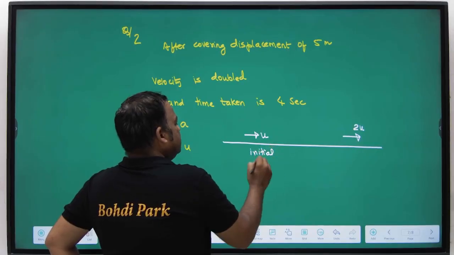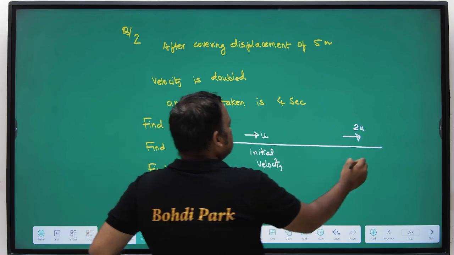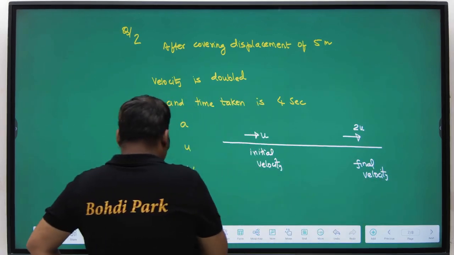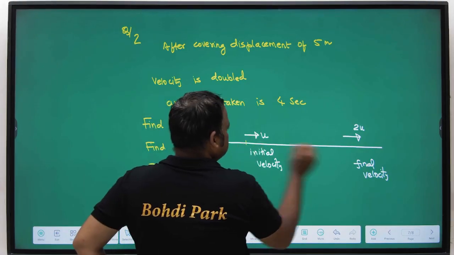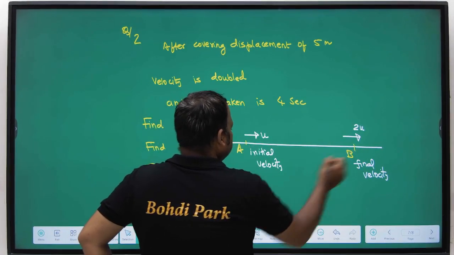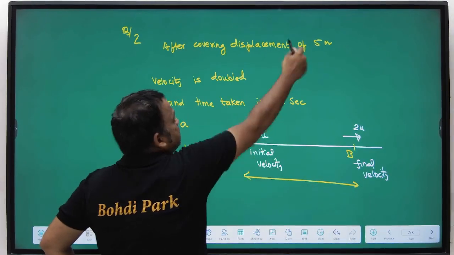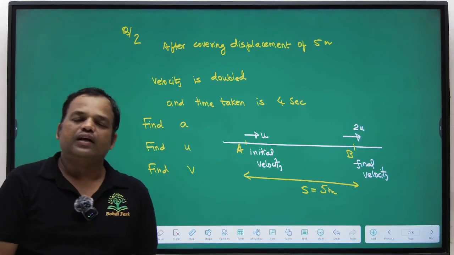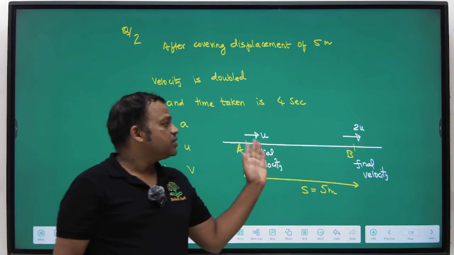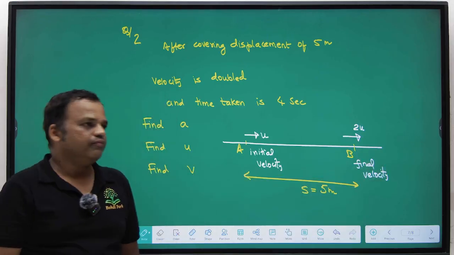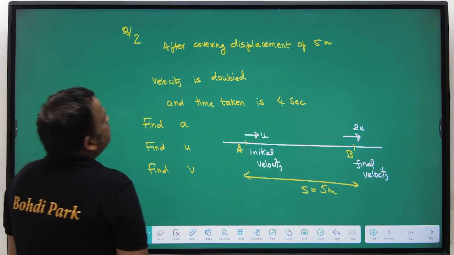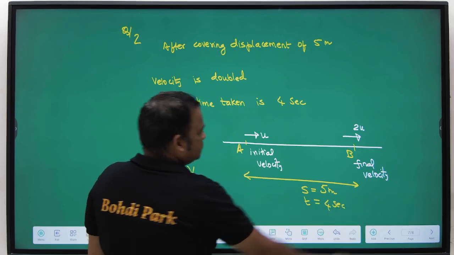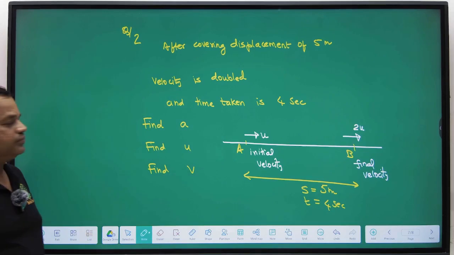This is the initial velocity and the final velocity is 2u, and the displacement covered from A to B is given in the question, it is 5 meter. So displacement is equal to 5 meter. U and V are not given, but it is mentioned that the velocity is doubled. Time is also given. Time is equal to 4 seconds. Can we find u? Can we find v?